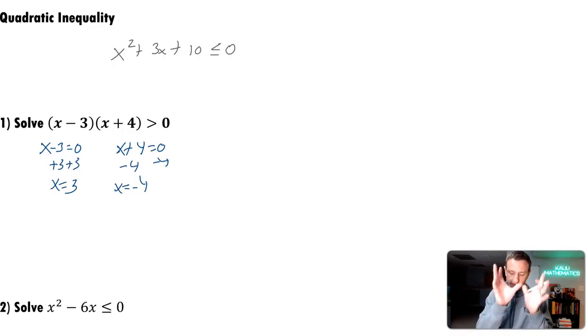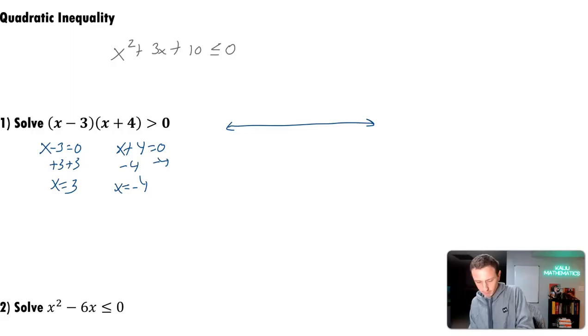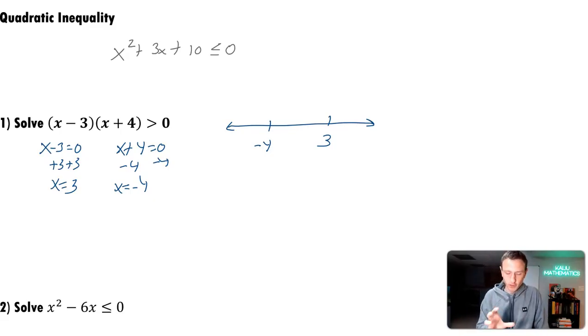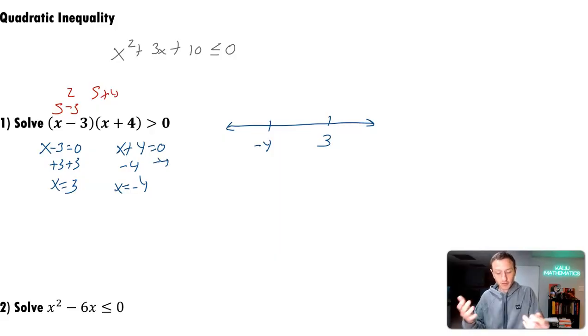So that creates a couple zones. I'm going to throw these onto a number line. So we have negative 4 and we have 3. What I want to know is which region is going to make this statement true, because I want to know all the x values that are going to make this true. Like I could take x equal to 5, and that would be 5 minus 3, which is 2, 5 plus 4, which is 9, 9 times 2 is 18, and 18 is greater than 0. So the number 5 works.